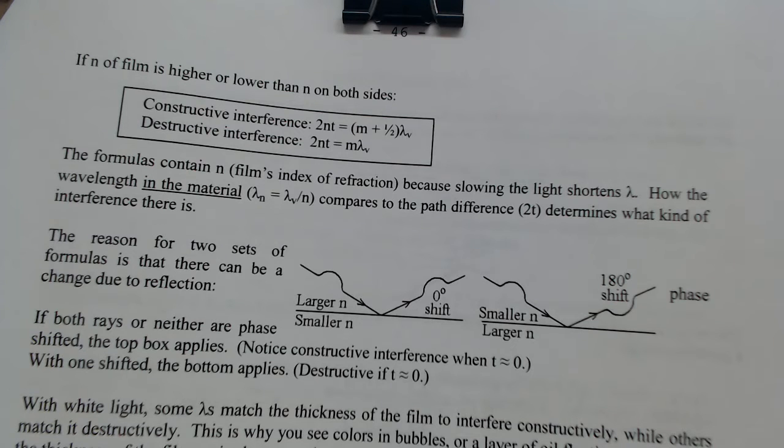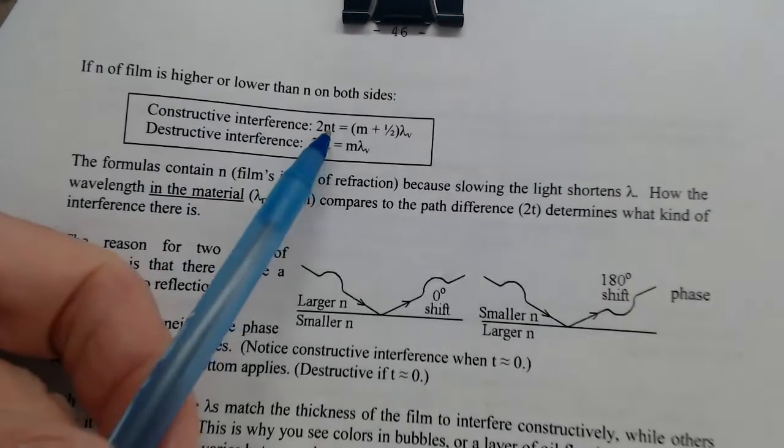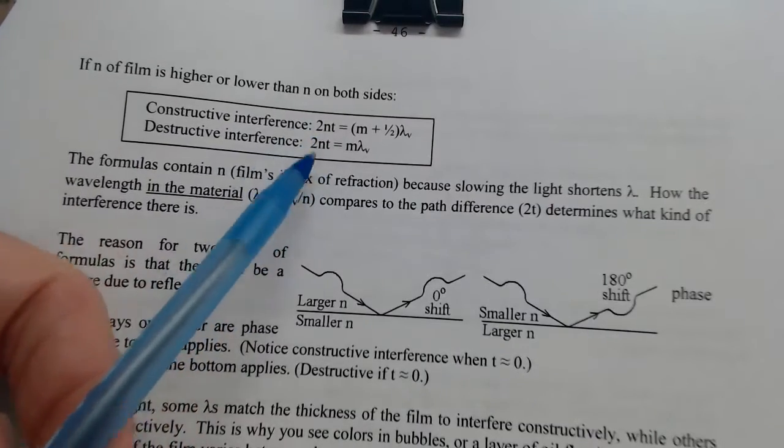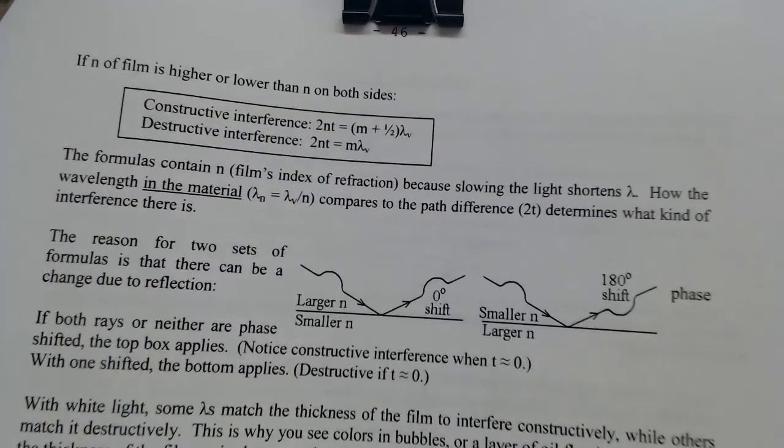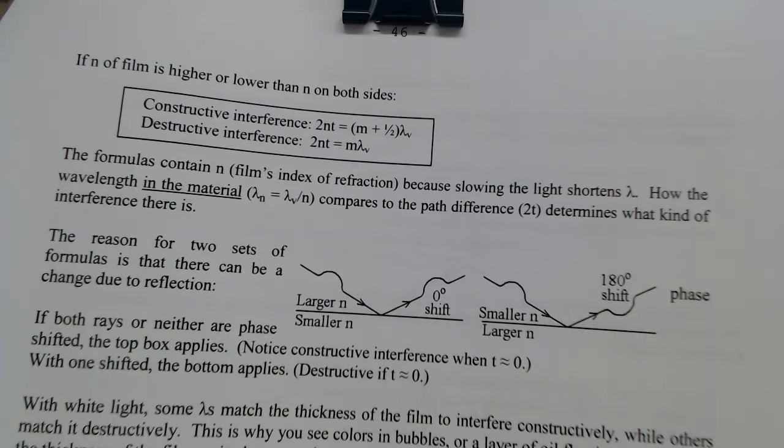The wavelength in the oil compared to the wavelength in the air is shortened by a factor of n, the index of refraction, which is how n gets into these equations that are written here for thin film interference. The other complicating effect is that sometimes when a wave reflects, it gets flipped upside down, but other times it doesn't. And this depends on whether the wave is reflecting off of a higher index of refraction or a lower index of refraction. This is the reason why there are two sets of formulas.